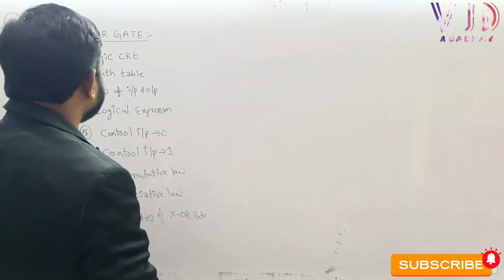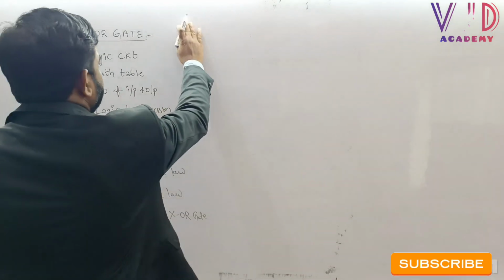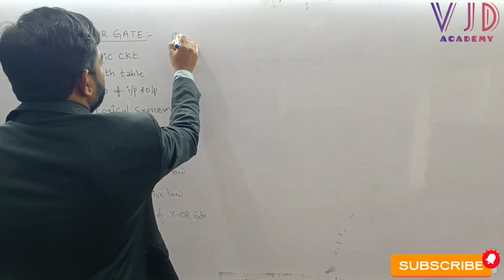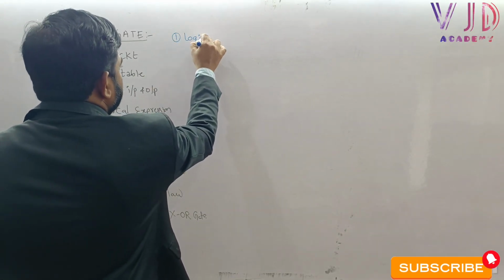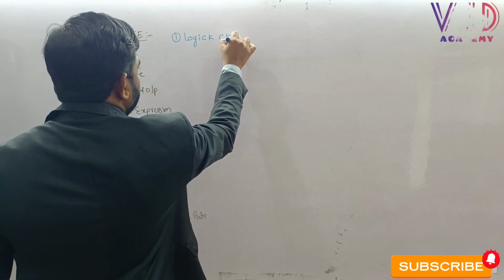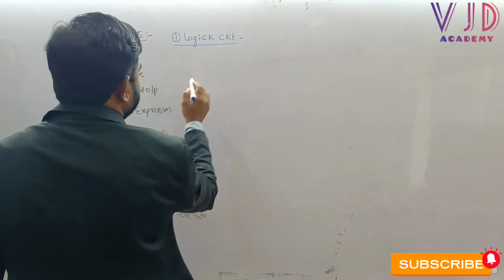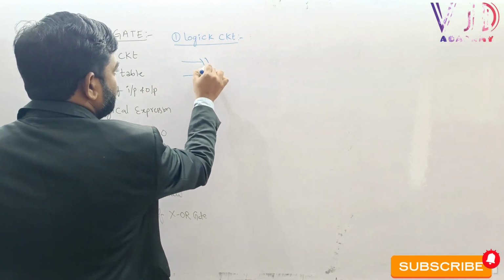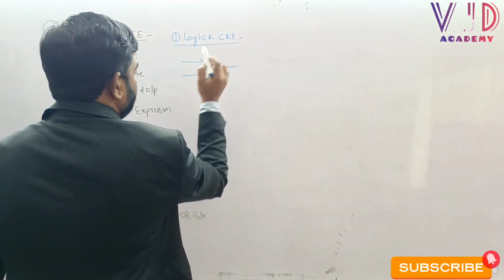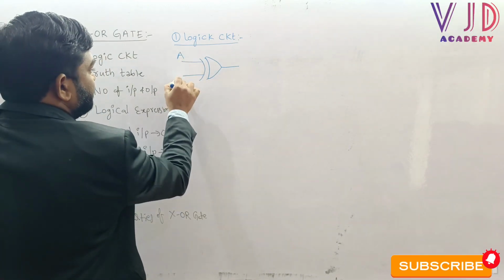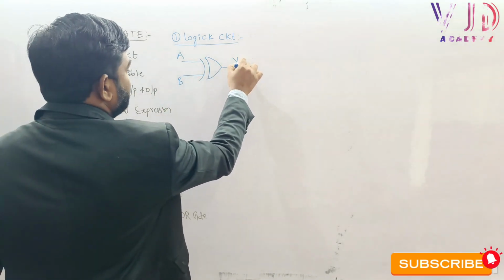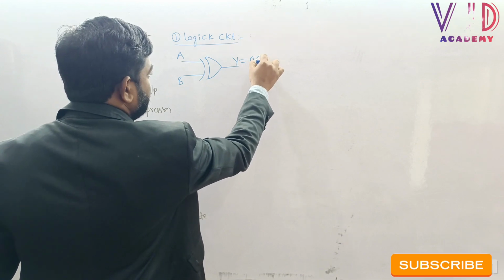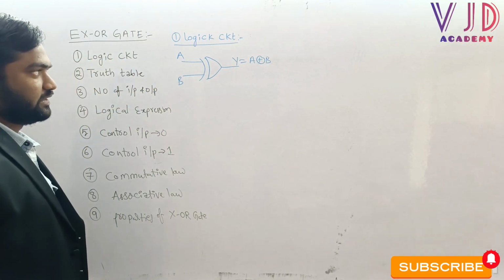Sir, let me start here. We know that the logic circuit of XOR gate is this. Here this is A input and B. Here Y equal to A XOR B. This is what the logic circuit is.